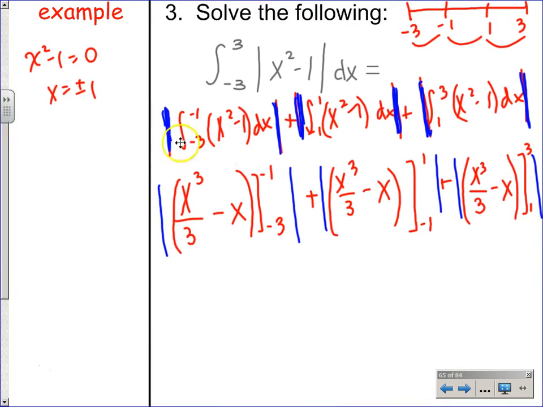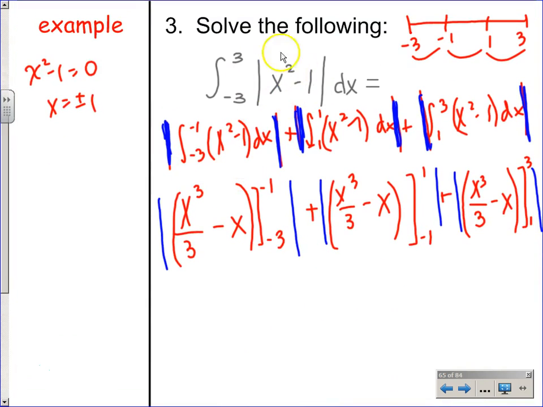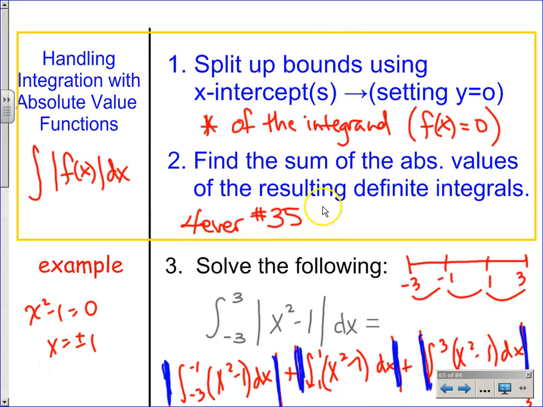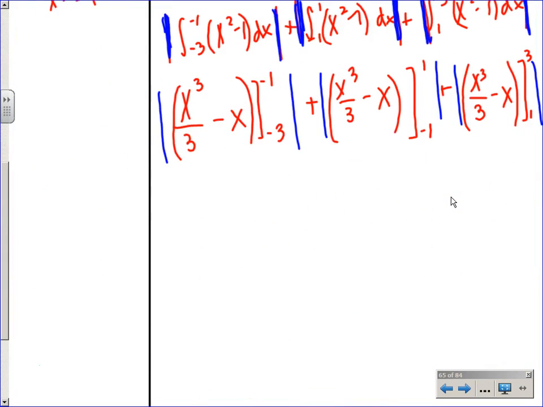But we're solving this example. We realized, looking for the zeros of the integrand, there were 2. So we had to do 1, 2, 3 jumps, 1, 2, 3 integrals, using absolute value on the outside, because even though you could visualize this guy pretty quickly, we can't always visualize the graphs of who's inside the absolute value. So better safe than sorry. What do? Split up the bounds, find the sums of the absolute values of the resulting definite integrals, which is what we're about to do.